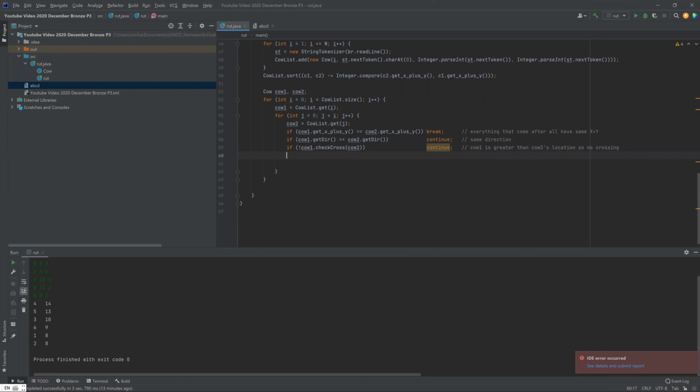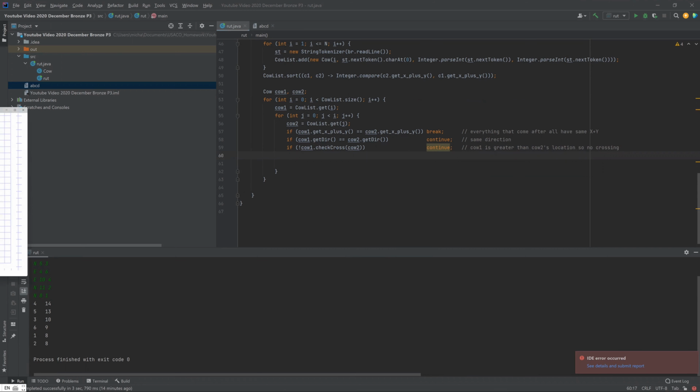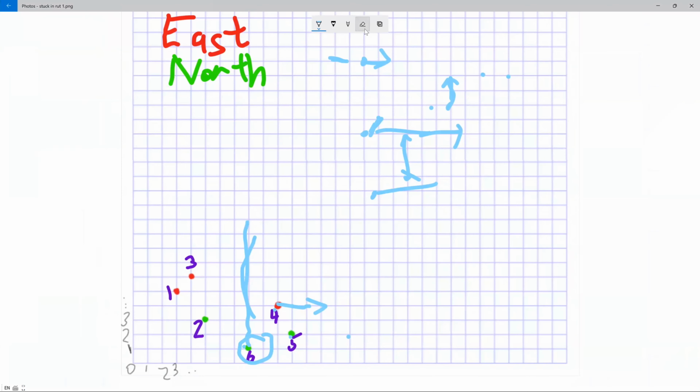All right, so now we got that out of the way. So next we check if they will block each other, right? How do we check if they will block each other? I think that's good enough. So let's say this cow is going north and we have this cow here going east, right? How do you check if they block? If my cow is going east and there's another cow going north, right?